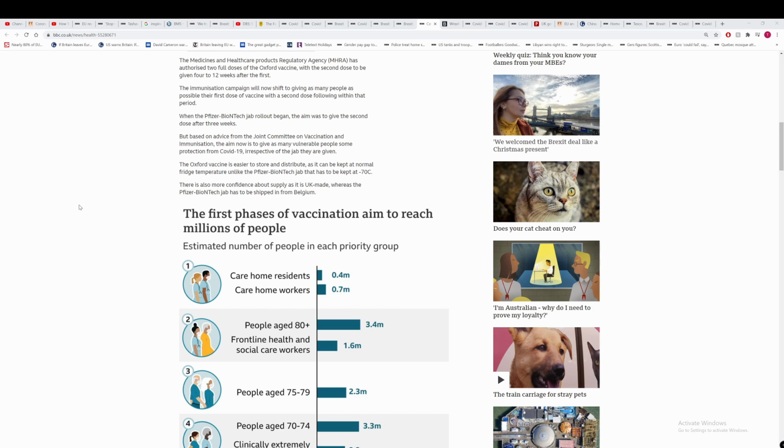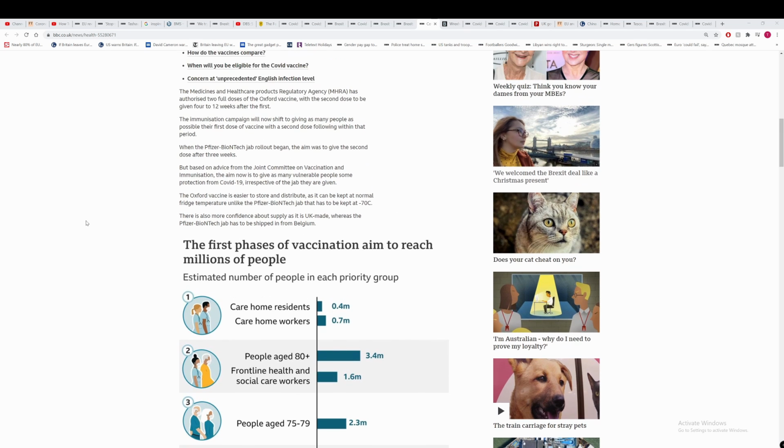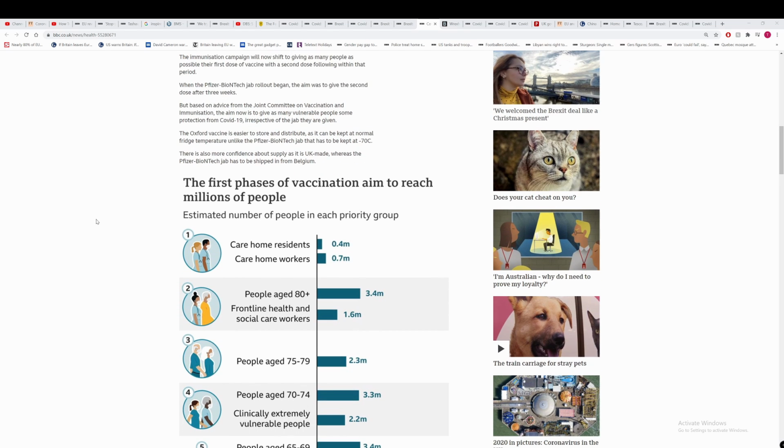The Medicines and Healthcare products Regulatory Agency, the MHRA, has authorized two full doses of the Oxford vaccine, with a second dose to be given 12 weeks after the first. The immunization campaign will now shift to giving as many people as possible their first dose, with a second dose following that.